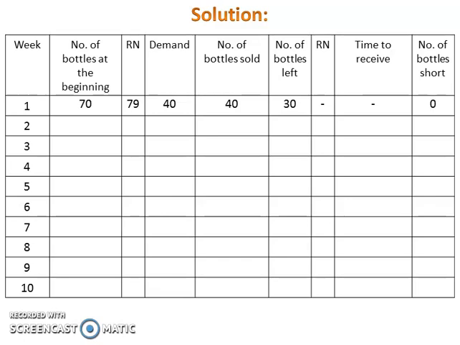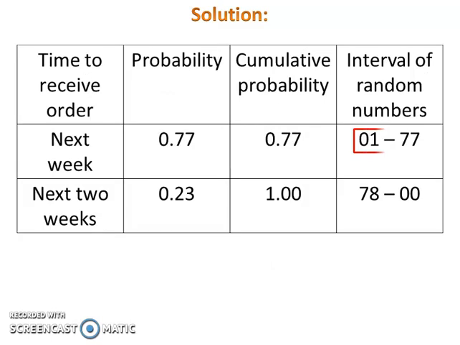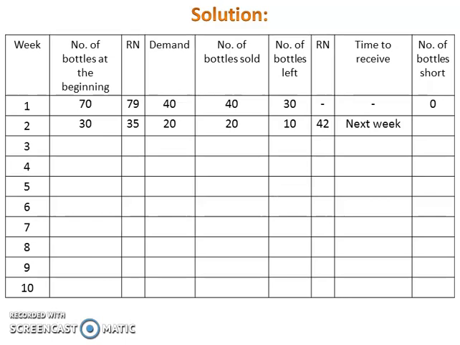On week 2, we begin with 30 bottles of gems and random number for demand is 35. Demand for week 2 is 20. Number of bottles of gems sold on week 2 is 20. Thus, number of bottles of gems left is 10. Since there are 10 bottles left, we need to place an order. Random number for time to receive order is 42. 42 lies in this interval. Thus, time to receive order is next week. There is no shortage, so number of bottles of gems short is 0.